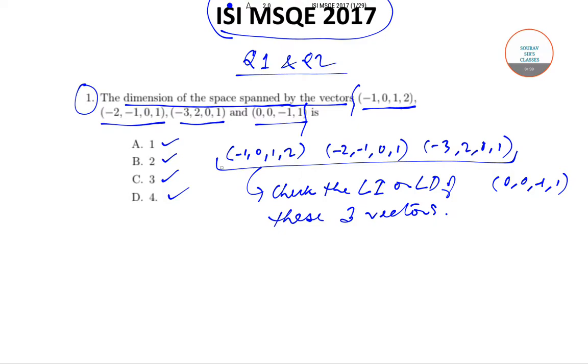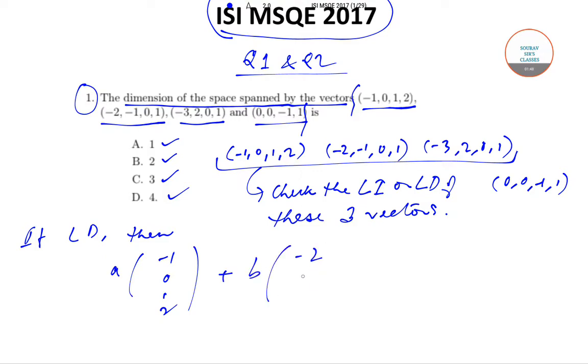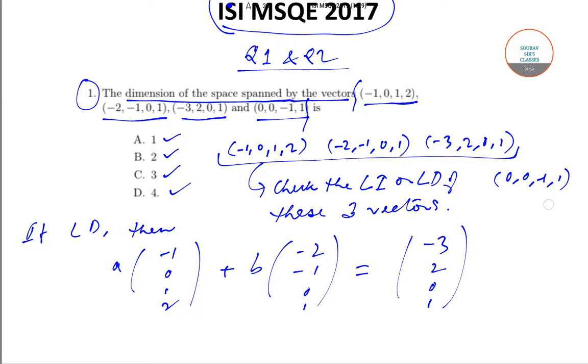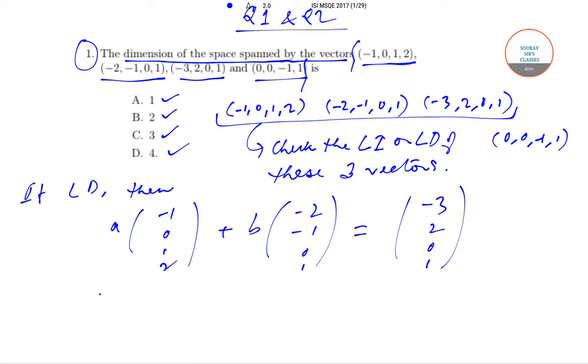So if these three vectors are linearly dependent, then the combination of the first two vectors will lead to the third vector. This is the condition for linearly dependent. So this is the condition that we are writing down now. So upon solving this, we'll get the equations.